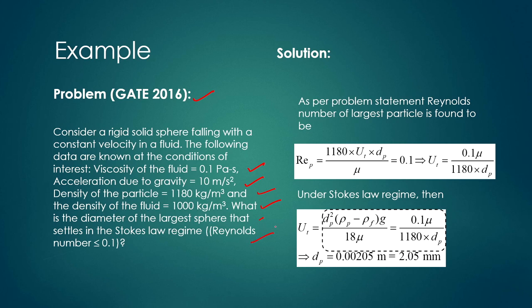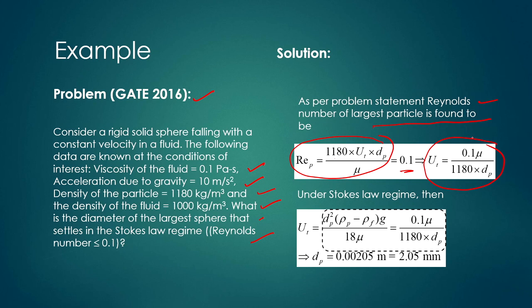As per the problem statement, the Reynolds number of the largest particle is found from this equation. Reynolds number is equal to rho ut dp by mu. Rho is given to you, dp is not known, ut is also not known, mu is known. But its value will be 0.1 at maximum. For the Stokes' condition, Reynolds number will be less than 0.1. So, ut will be equal to this.